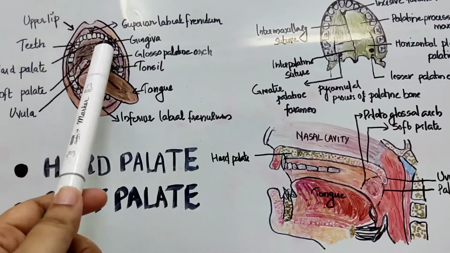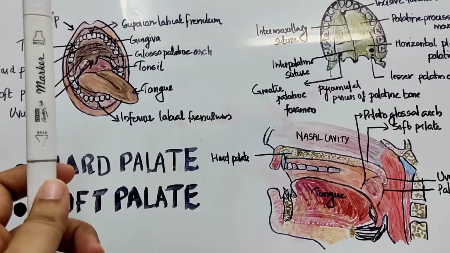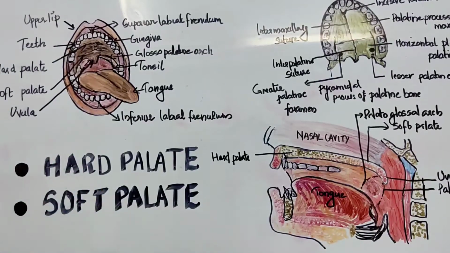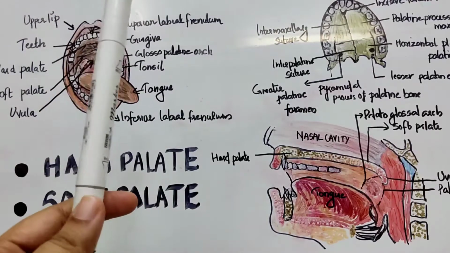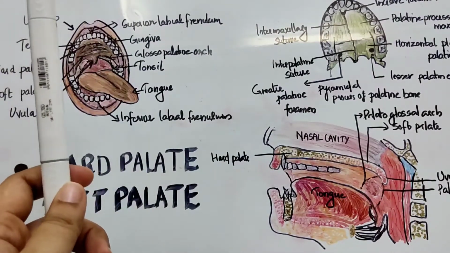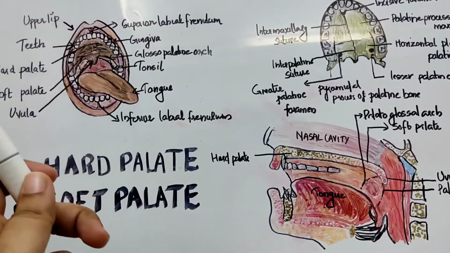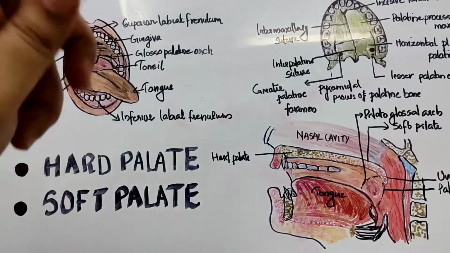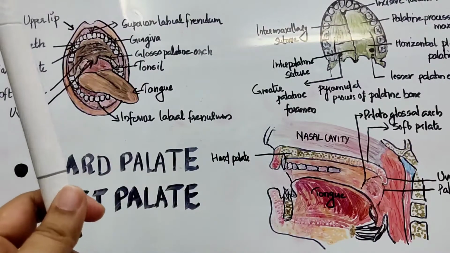The blood supply is through the greater palatine branch of the maxillary artery, and the venous drainage is into the pterygoid plexus of veins. So the hard palate drains into the pterygoid plexus of veins.